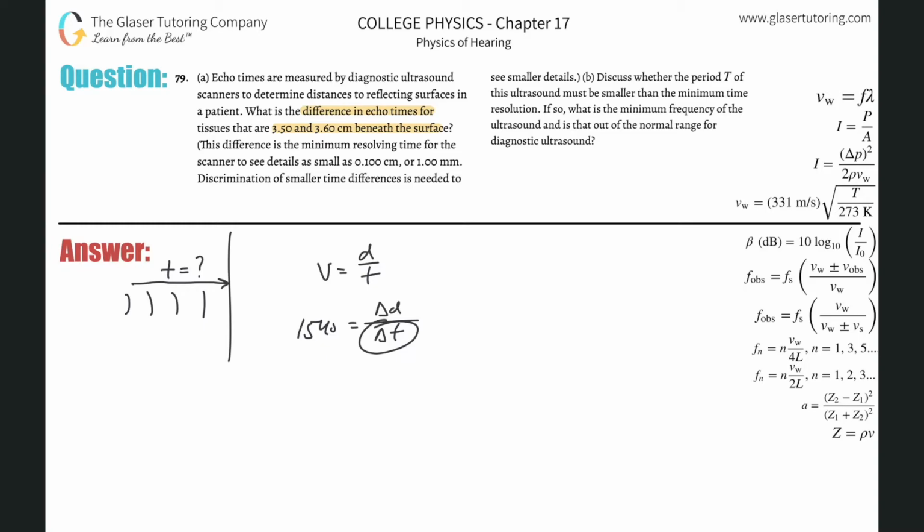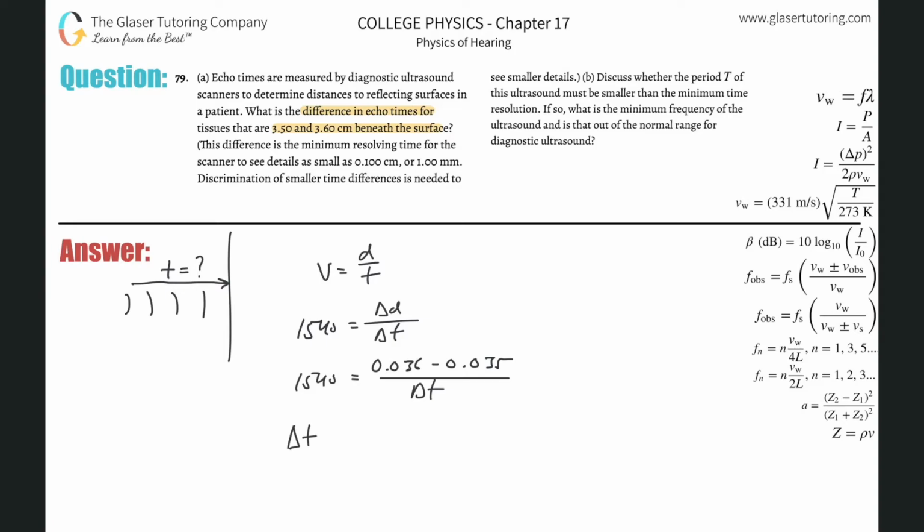And guess what the change in time will be? If we use those changes in distance, this will be the time difference of one path, only traveling to the border, not traveling back. So all I have to do is take the answer and multiply it by 2. So 1540 is equal to, and we should have this in terms of meters, so we'll take the larger one, 0.036, minus the smaller one, 0.035, all divided by delta t.